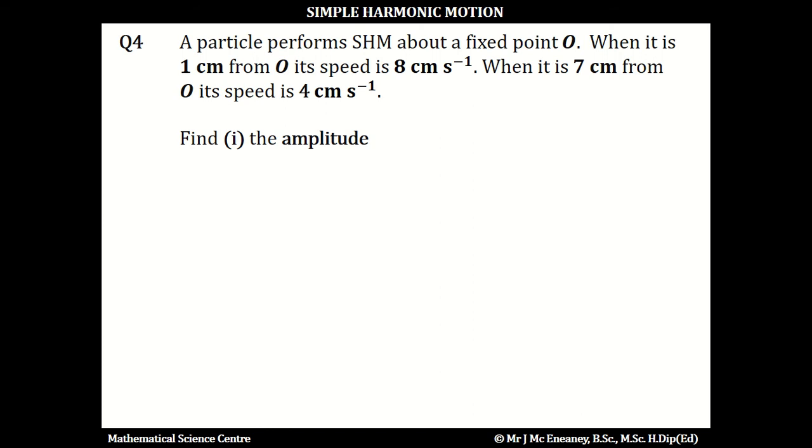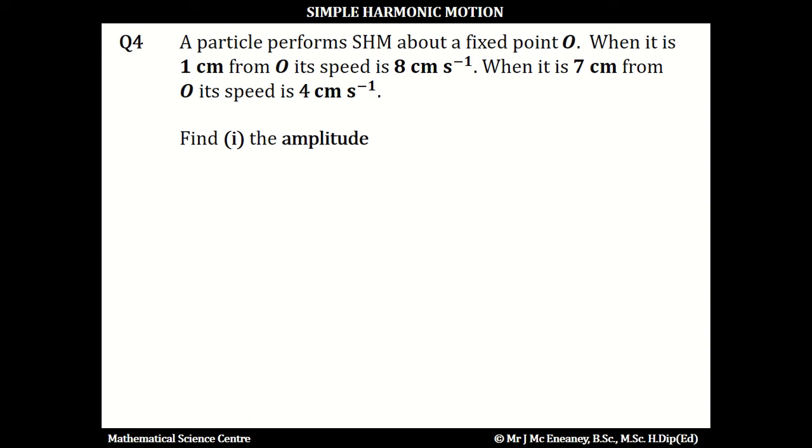Question 4. A particle performs simple harmonic motion about a fixed point O. When it is 1 centimeter from O, its speed is 8 centimeters per second. When it's 7 centimeters from O, its speed is 4 centimeters per second. We want to find the amplitude.